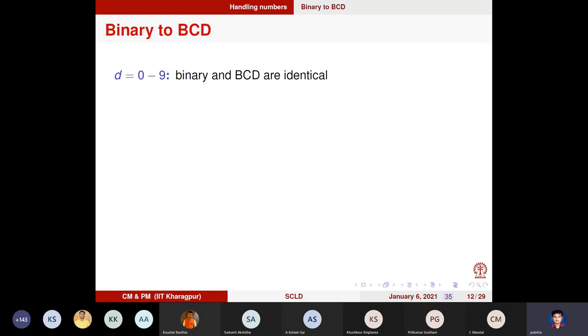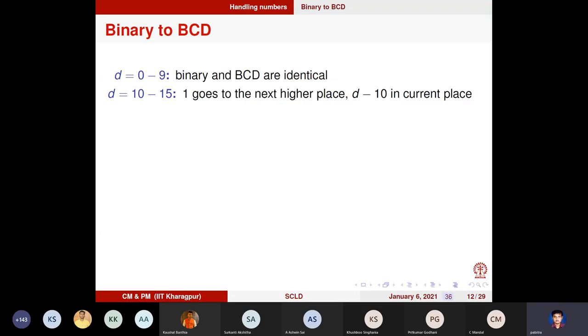To represent up to 8, 3 bits would be enough. To represent 9, you need 4 bits. So to represent every digit of a decimal number, you use 4 binary bits. If you have a single-digit decimal number, it's just its 4-bit binary equivalent. If you have a 2-digit decimal number, an 8-bit BCD number, the first 4 bits are for the unit place, and the next 4 bits are for the tens place. So if you have, let's say, 11, its representation would be 0001 followed by 0001.